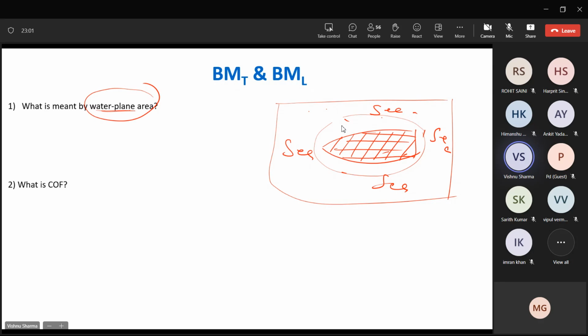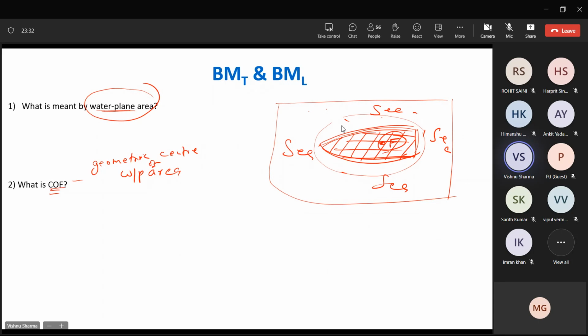Then in phase 1, you have already learned about center of flotation when you did the Simpson's rules. COF is center of flotation. Center of flotation is the geometric center of the water plane area. So at this draft, wherever you'll have the geometric center of the shaded area, wherever it is, that will be the center of flotation.